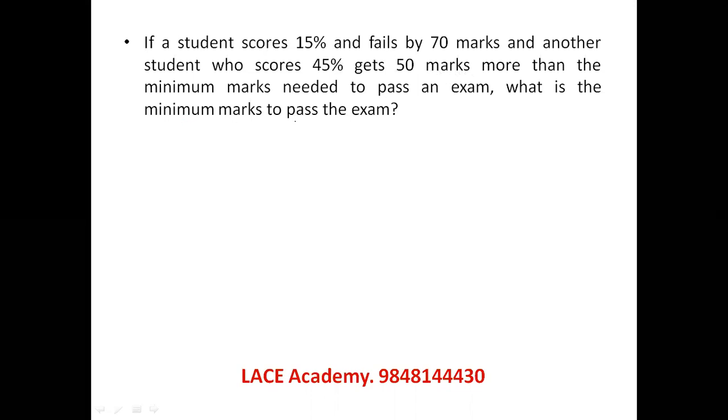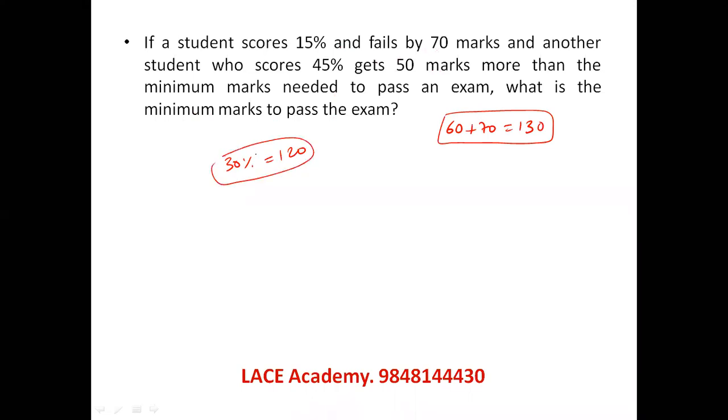He is asking minimum marks needed to pass. Out of 400, the first student is getting 15%, which is 60. Even still, after getting 60, he is failing by 70 marks. So the minimum pass marks needed are 60 plus extra 70, which is 130. A straightforward question which is asking whether we know the 3 table or not. Because whenever I say 30% is equal to 120, 3 fours are 12. So 400 is the total marks. Nothing else. Let's see the next question.